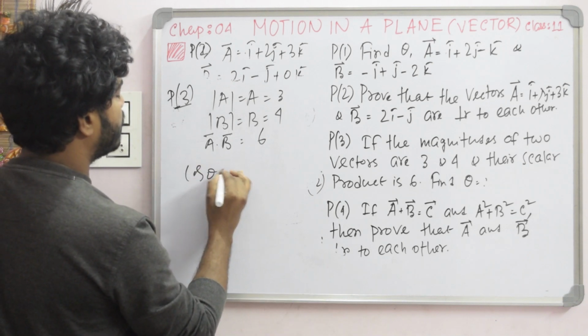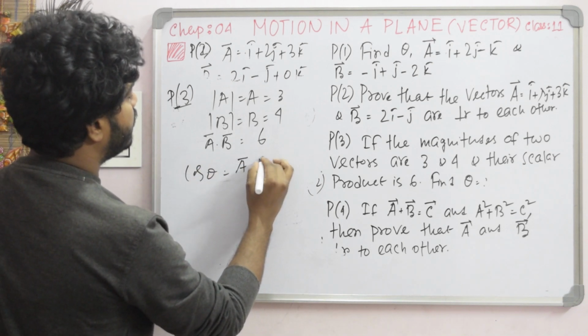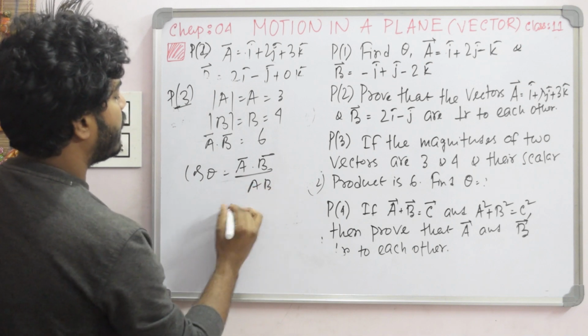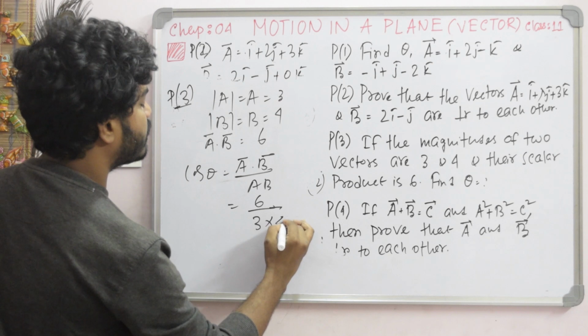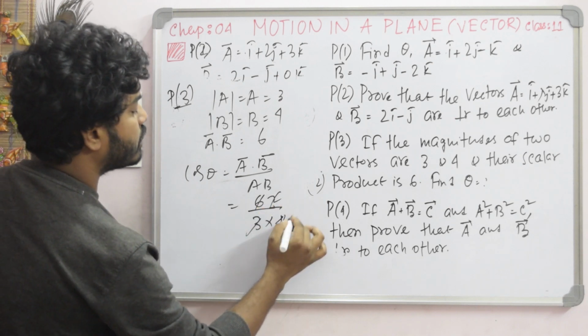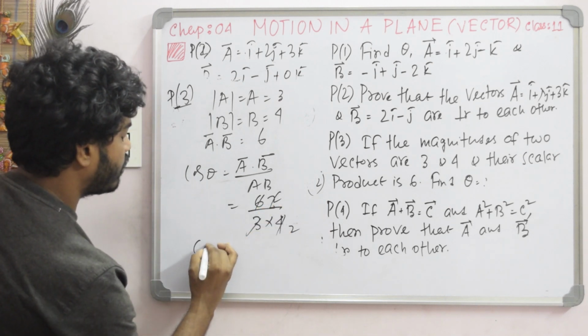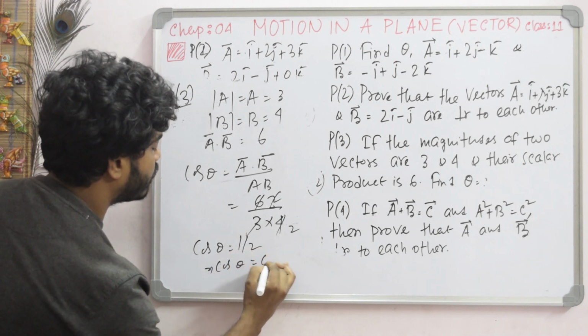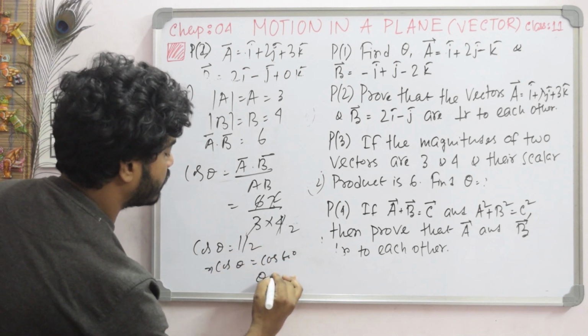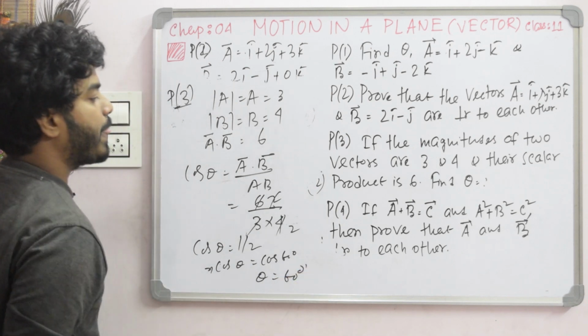So cos theta is equal to A dot B divided by AB. A dot B is 6, A is 3 and B is 4. This gives 2 by 4, that is half. So cos theta is equal to half, so cos theta is equal to cos 60, therefore theta is equal to 60 degrees. Now the last one.